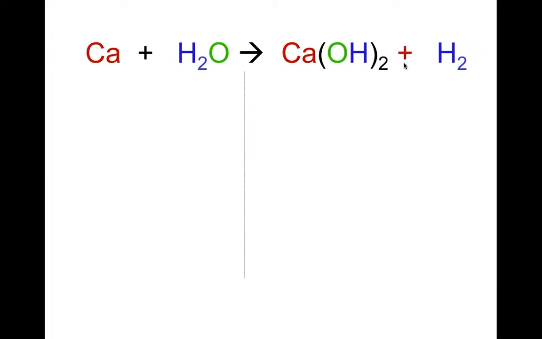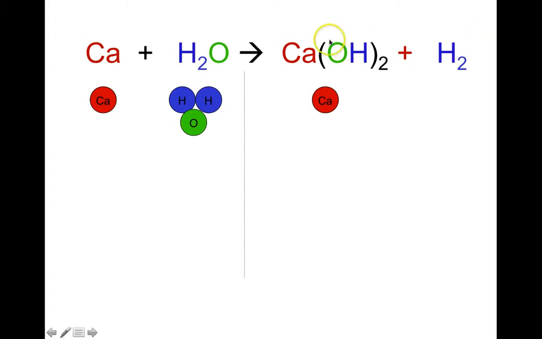Here we have calcium plus water reacting and yielding calcium hydroxide and hydrogen. So calcium is all alone, a single atom. Here's H2O. Now for calcium hydroxide, it's a calcium atom. And notice the OH here is hydroxide.